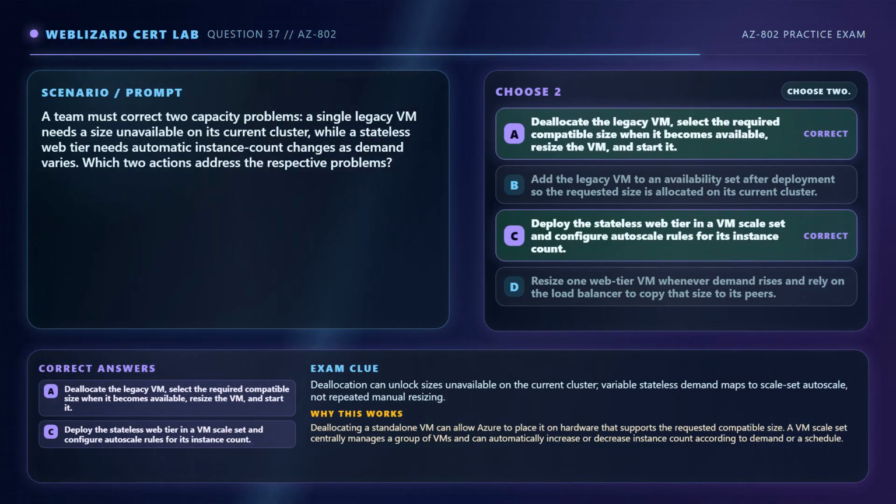A VM scale set centrally manages a group of VMs and can automatically increase or decrease instance count according to demand or a schedule. Deallocation can unlock sizes unavailable on the current cluster. Variable stateless demand maps to scale set autoscale, not repeated manual resizing.